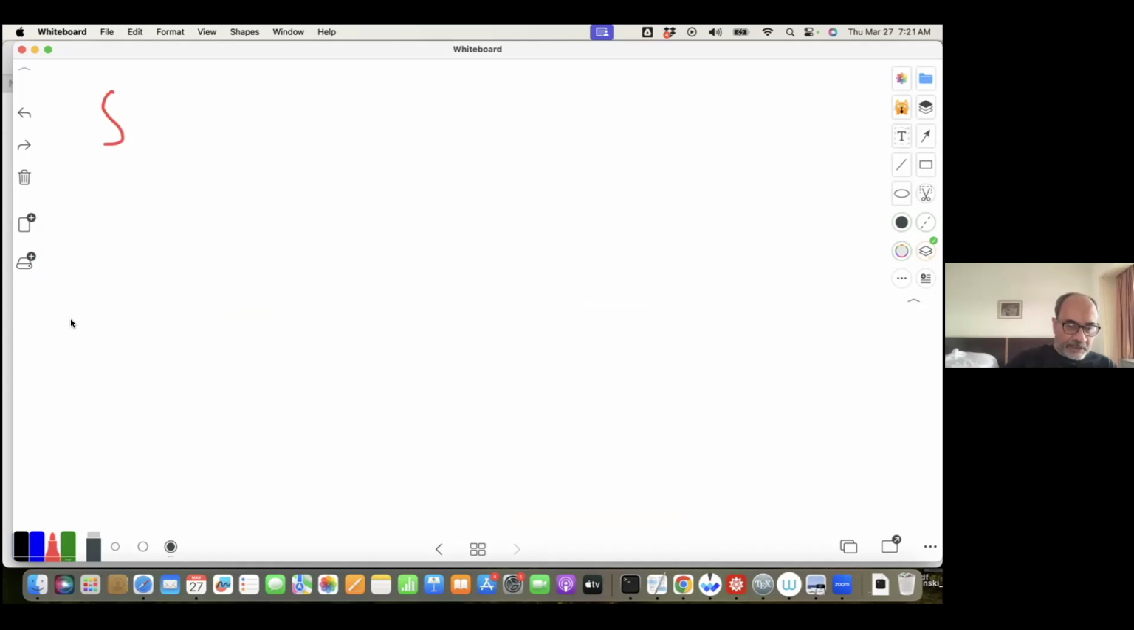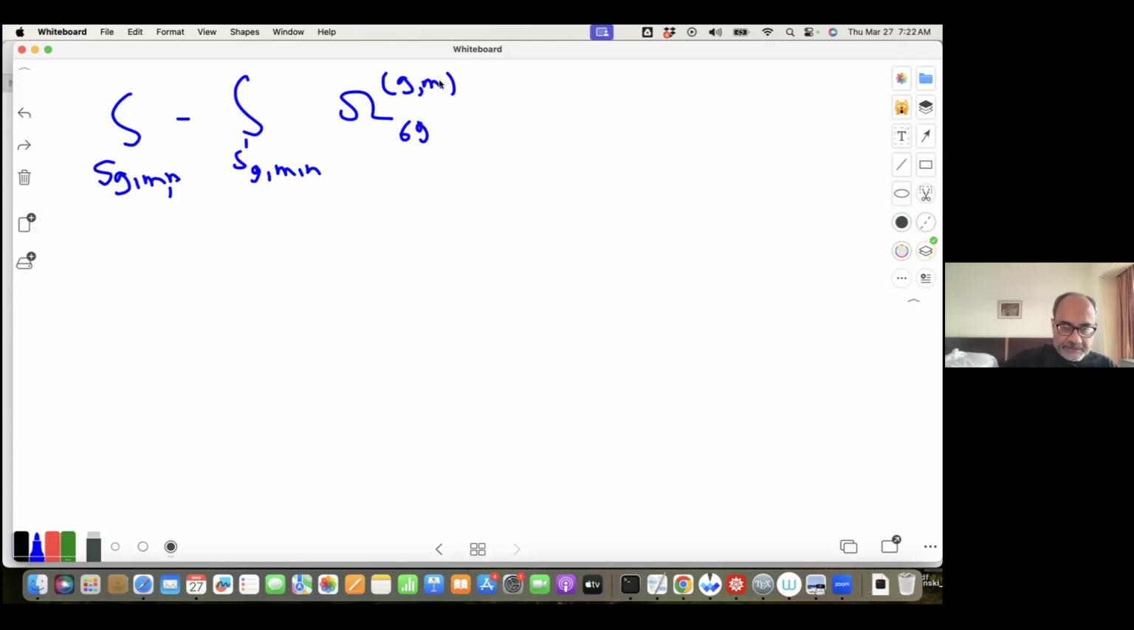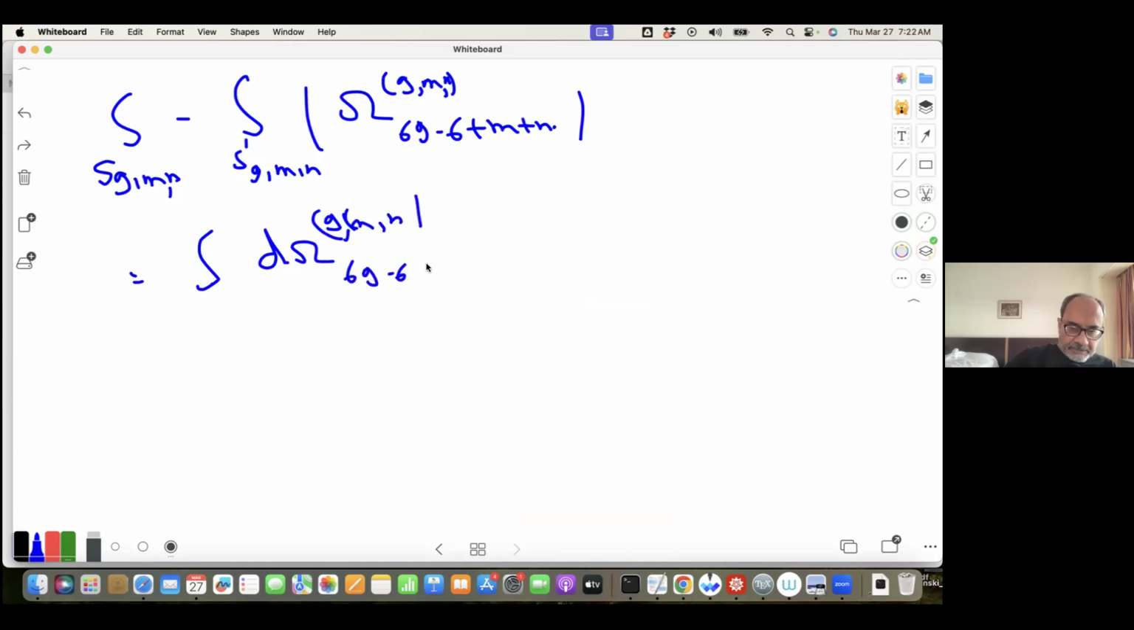Basically, the argument that we had given is that the integral over S, g m n, minus the integral over S prime, g m n, where you are integrating over omega g m n, of degree 6g minus 6 plus m plus n, this difference you had argued is given by the integral of a total derivative, d omega g m n, of degree 6g minus 6 plus m plus n, and this integral is over a surface R g m n, which bounds S and S prime.